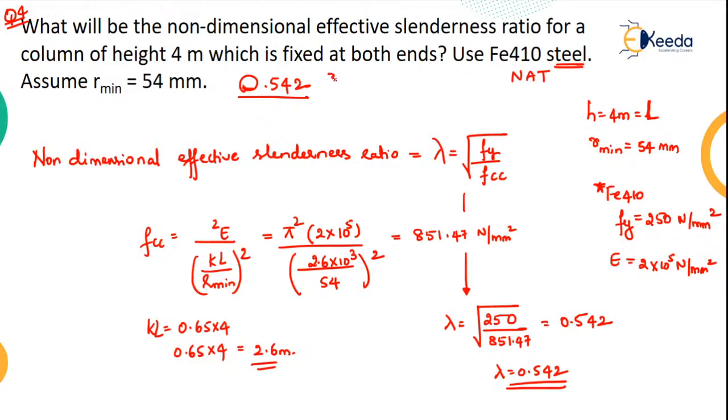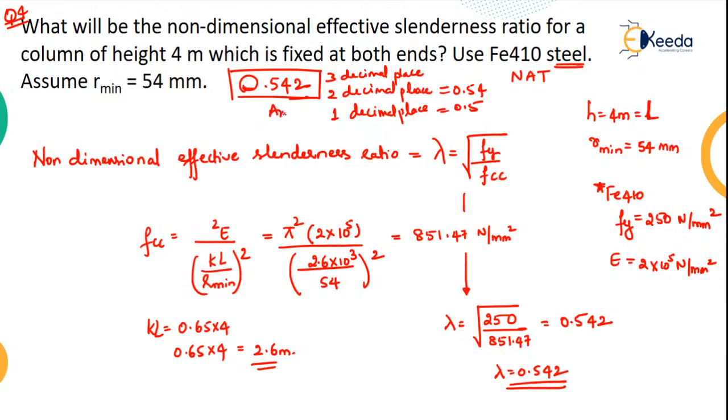Suppose he asks exactly for 3 decimal places, you write it as 0.542. Suppose he asks the same question for 2 decimal places, then you have to round it. If you see the third value is less than 5, that is 2, so the answer would be 0.54. If he asks exactly for 1 decimal place, see the second value. The second value is again less than 5, so this will be 0.5. Like this you will have to give the answer exactly up to the decimal place.